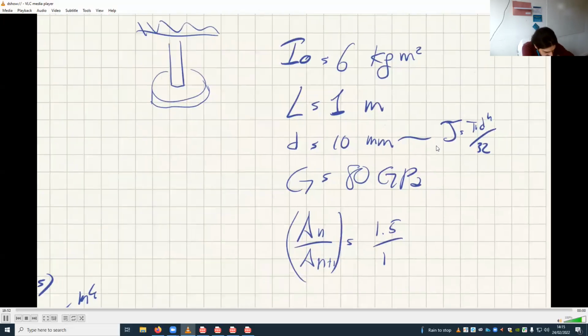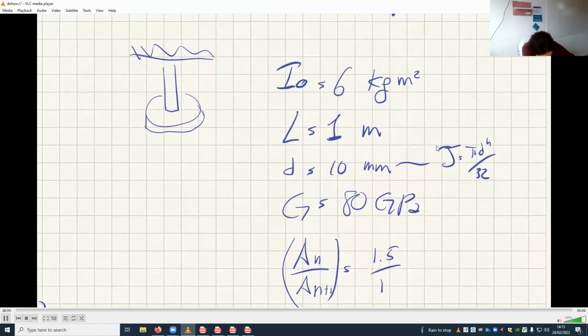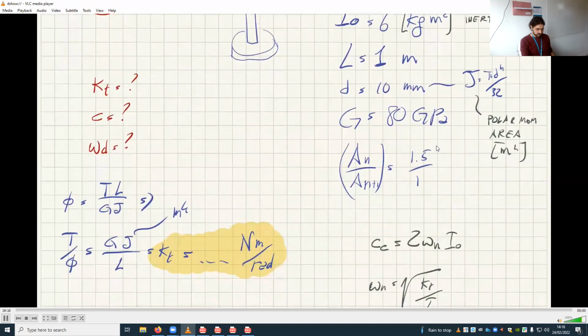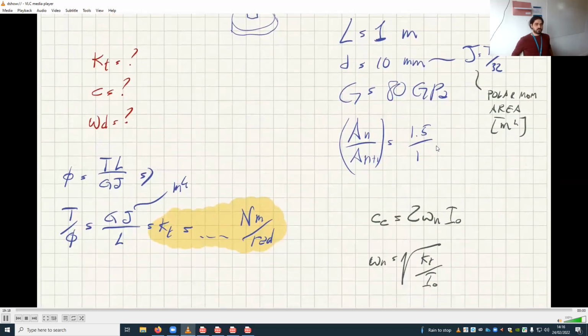Let me spell it out here. This is called polar moment of inertia, and this one would be polar moment of area. This has units of kilogram meter squared. This has units of meters to the power 4. Okay? Not the same thing. Definitely not the same thing. Okay, so we have C critical. Do you agree with me? We do have C critical.